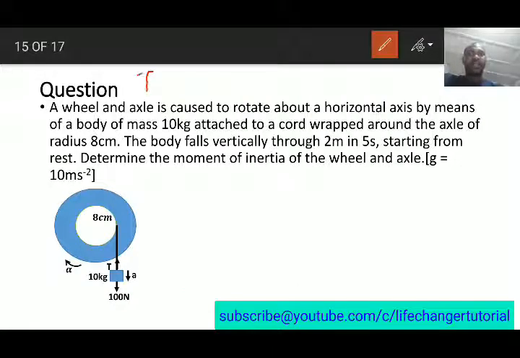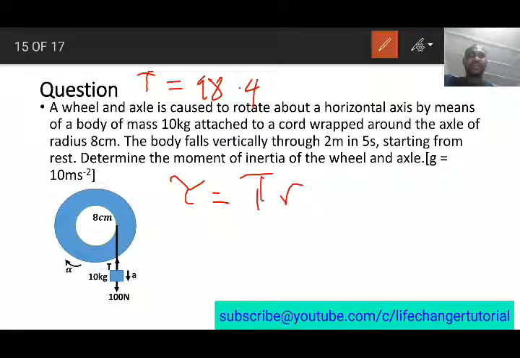So let's write it here. T equals 98.4. Remember that this is a circular motion, so the torque here is dealing with force. Torque is tension times radius. The tension here is the force. Actually, it's supposed to be force times radius, but here the tension is the force. So tension times radius. And remember, torque is also moment of inertia times angular acceleration.